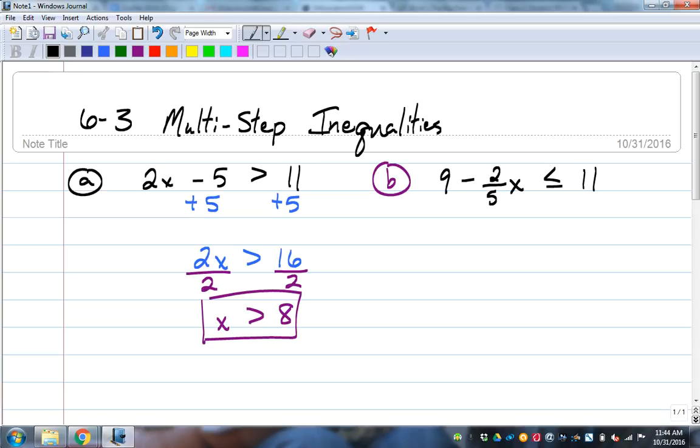Okay, so example B, we got 9 minus 2/5 x less than or equal to 11. So what's the first step on this one? Minus 9. That's the first step. Don't move the x until all the other numbers are fixed. So that's negative 2/5 x is less than or equal to 2. Then what do we do? Yeah, flip it and multiply.